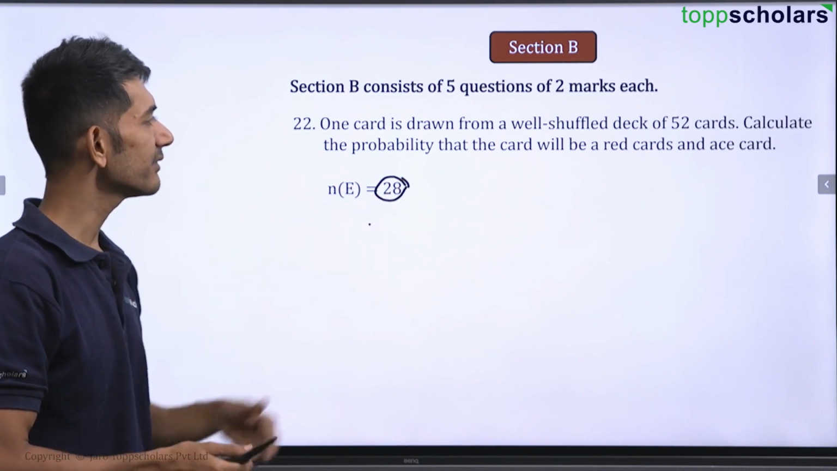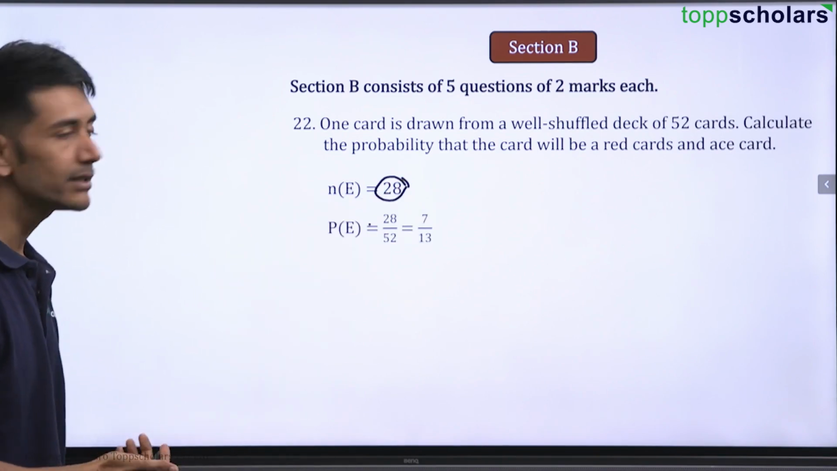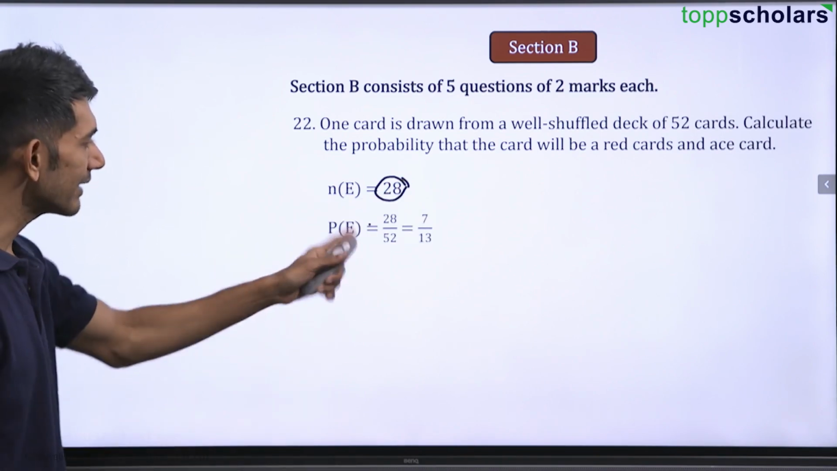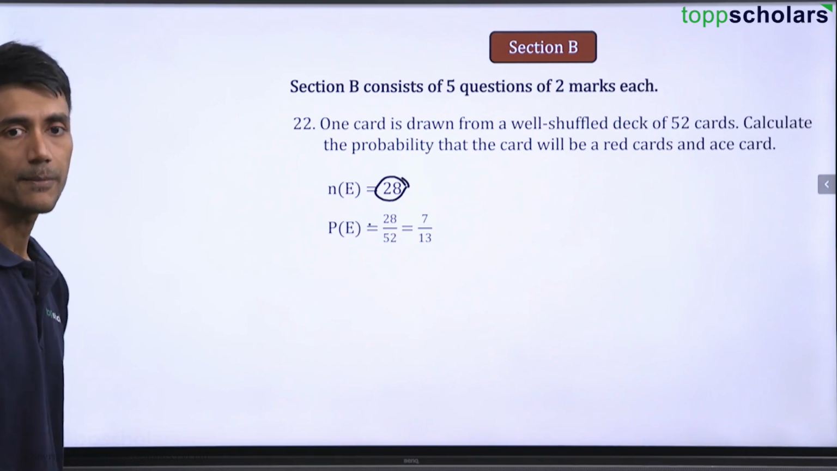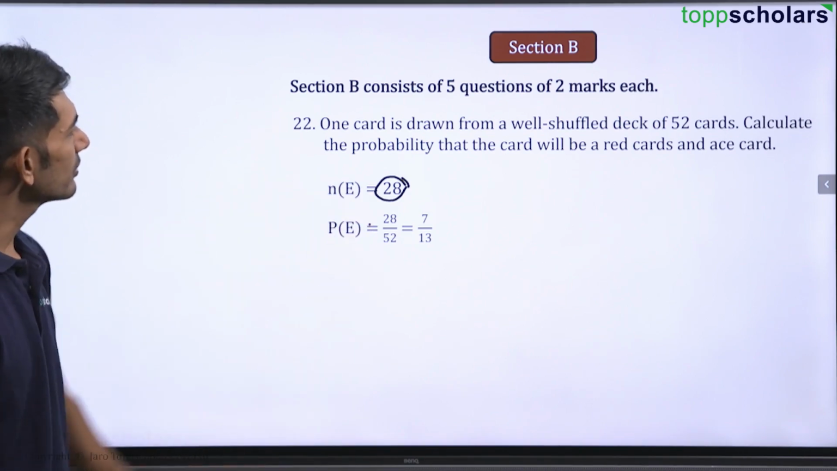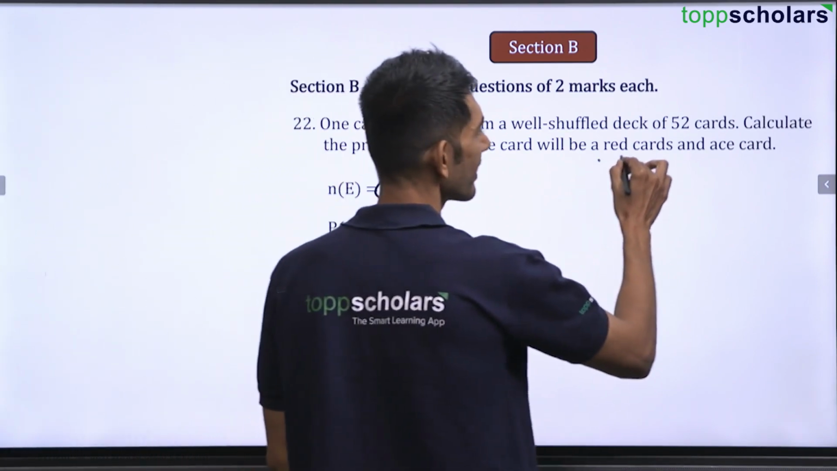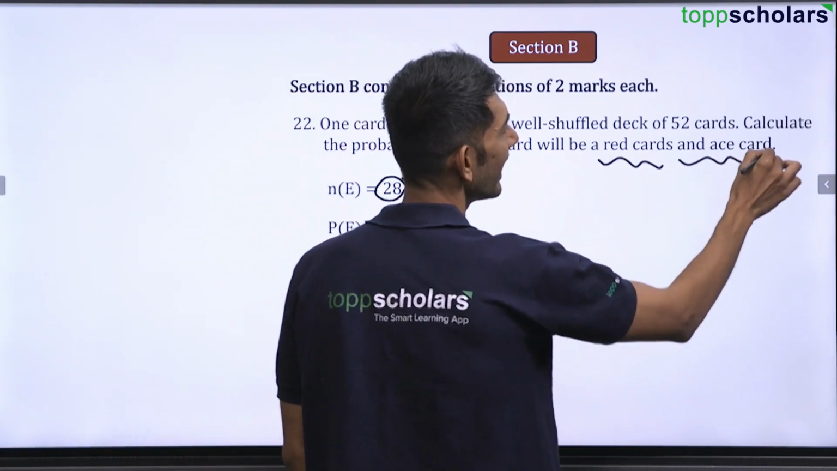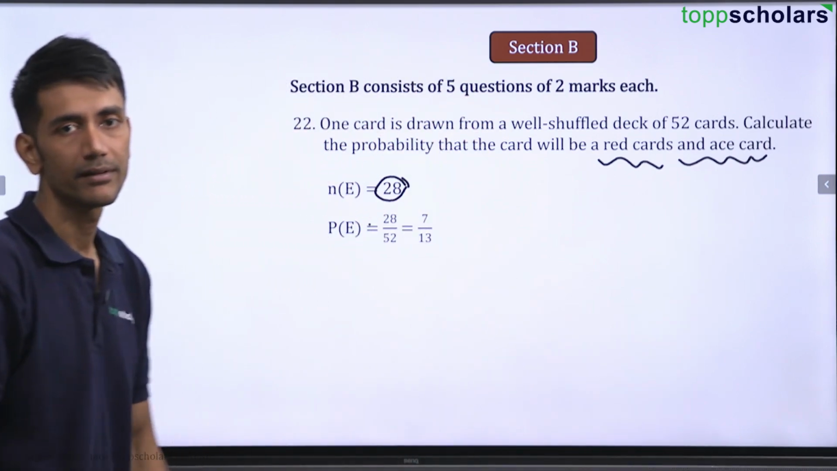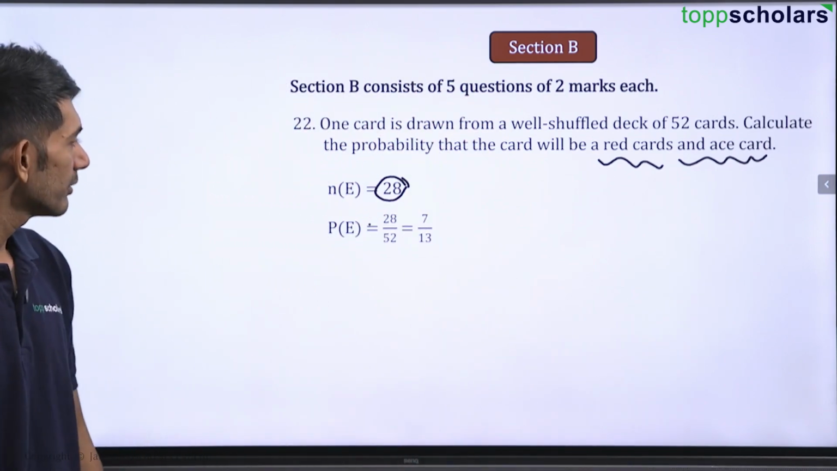Now once you get this, it is easy. You can find out the probability. The probability is 28 by 52, that is nothing but 7 by 13. So 7 by 13 is the probability of drawing a red card and an ace card. Is it clear to all of you? Simple question.